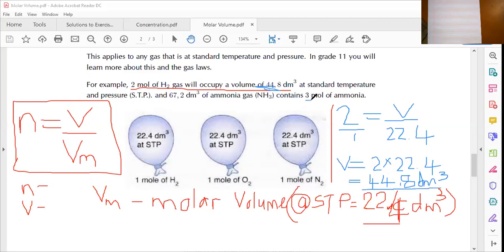For 3 moles also, you're going to do the same. It's going to be 22,4 multiplied by 3. It will give you 67,2 cubic decimeters.